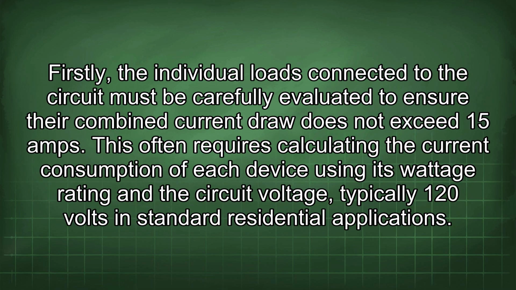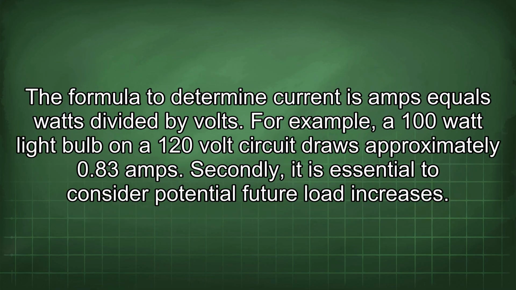Firstly, the individual loads connected to the circuit must be carefully evaluated to ensure their combined current draw does not exceed 15 amps. This often requires calculating the current consumption of each device using its wattage rating and the circuit voltage, typically 120 volts in standard residential applications. The formula to determine current is amps equals watts divided by volts. For example, a 100 watt light bulb on a 120 volt circuit draws approximately 0.83 amps.